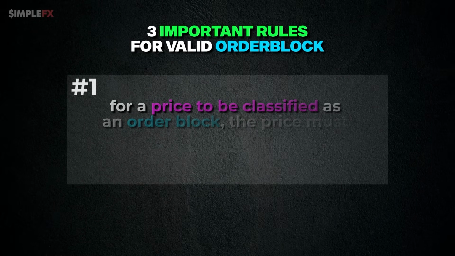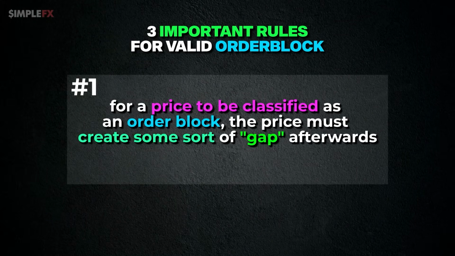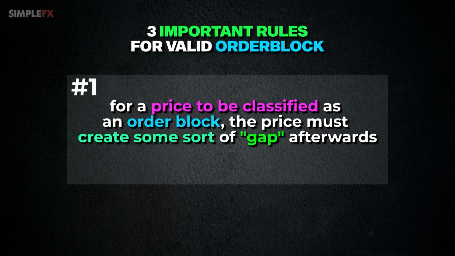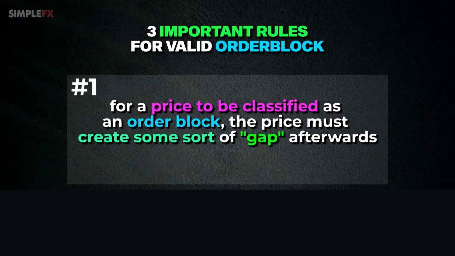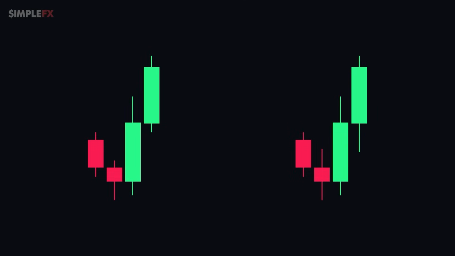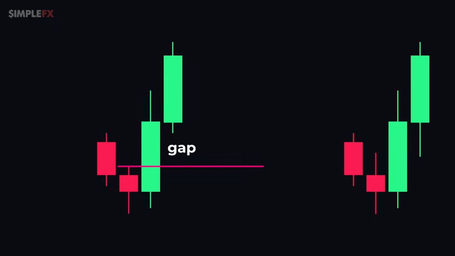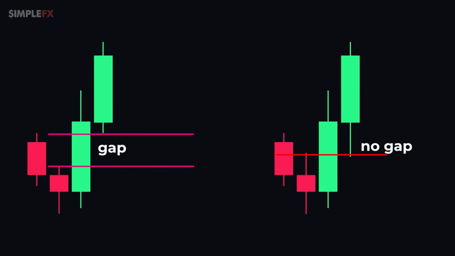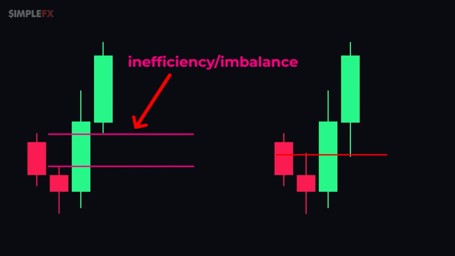Rule number 1. For a price to be classified as an order block, it must create some sort of gap afterward. This gap is what people refer to as inefficiency or imbalance. So, anytime you hear these terms, it simply means gap. Let's see an example so you can understand better. Here we have 2 similar price movements. Both moved upward significantly. However, notice the key difference. The one on the left has a gap between the first candle's upper wick and the third candle's lower wick, while the one on the right doesn't have it, as the wicks are intersecting with the candle's full body. This gap is what's called an inefficiency or imbalance.